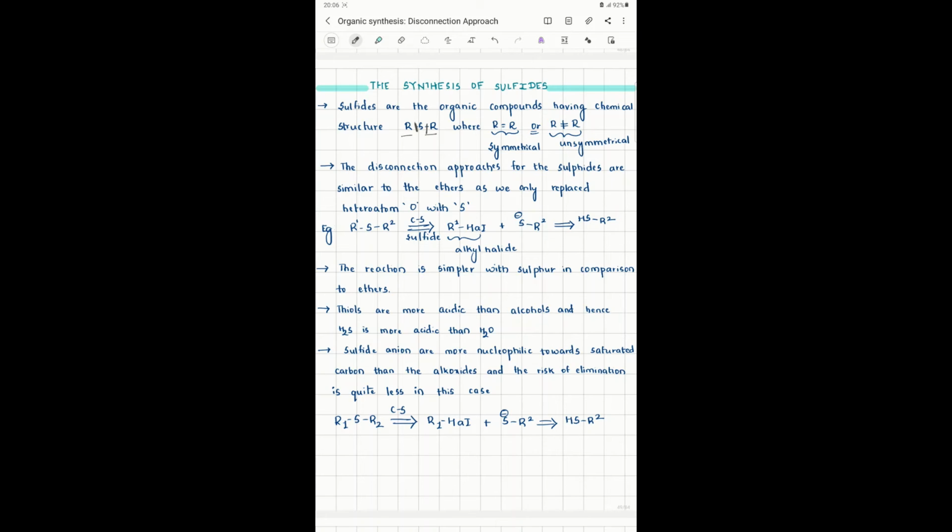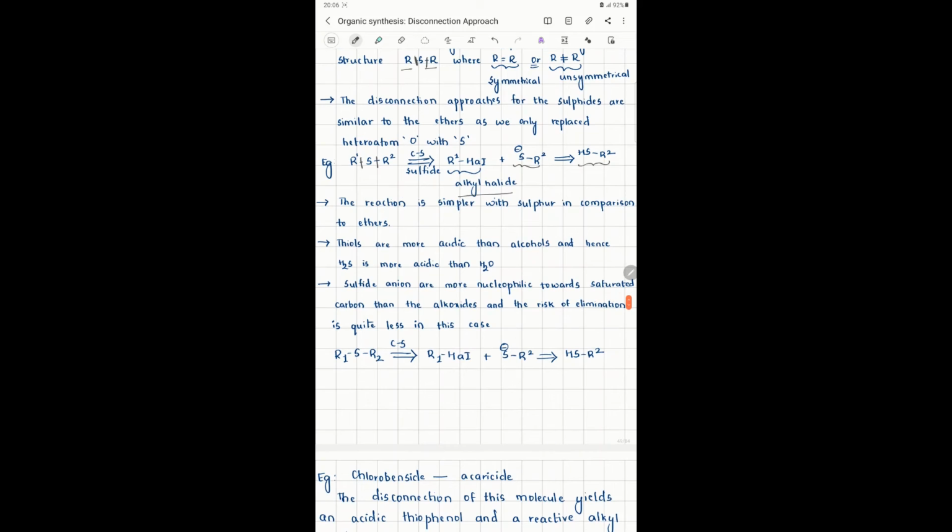The disconnections are such that we can disconnect at the C single bond S, which is the sulfide system. One fragment can be an alkyl halide, the other is sulfur carrying a negative charge. This can lead me to a thiol system. The reaction is simpler with sulfur in comparison to ethers, because sulfur is a more reactive system than oxygen. Sulfide anions are more nucleophilic.